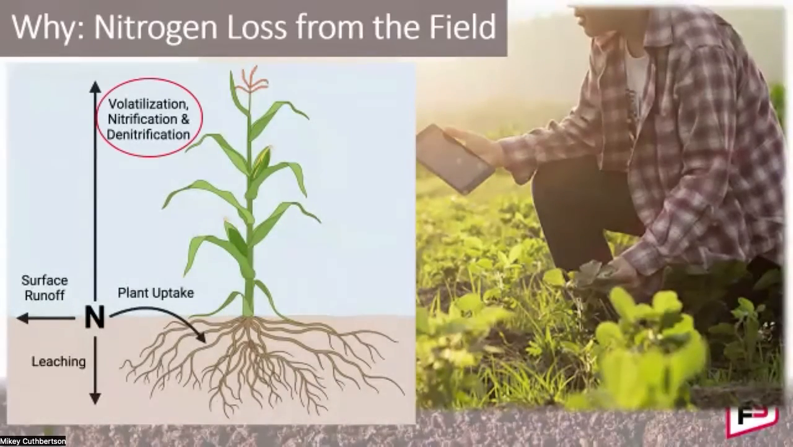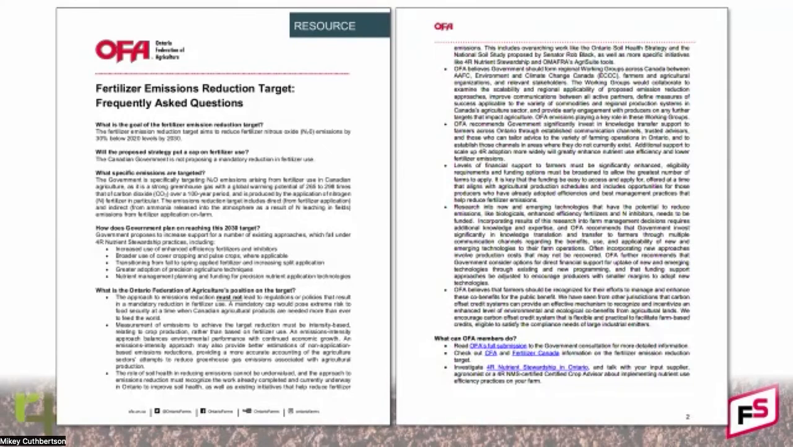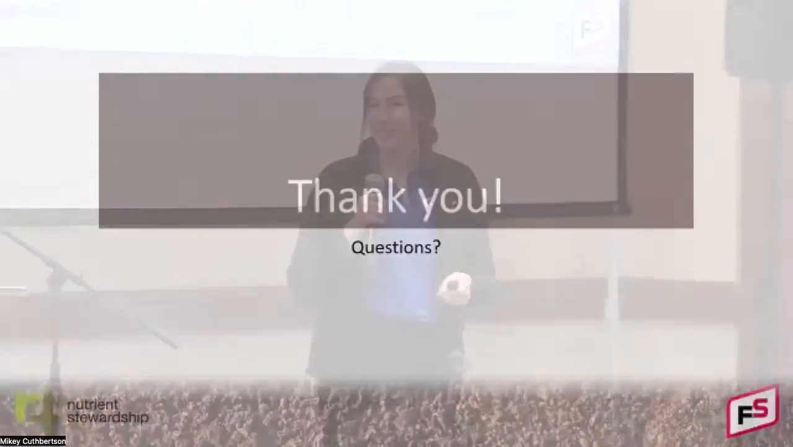So the phosphorus and the nitrogen losses, and then getting into those nitrous oxide emission strategies and goals. 4Rs is a great way to provide that. And then just even on your own site, you have great resources and this FAQ on what those emission reduction targets look like and how they apply to 4Rs. Sorry, that was kind of quick and fast, but we'll stop there if there are any questions.